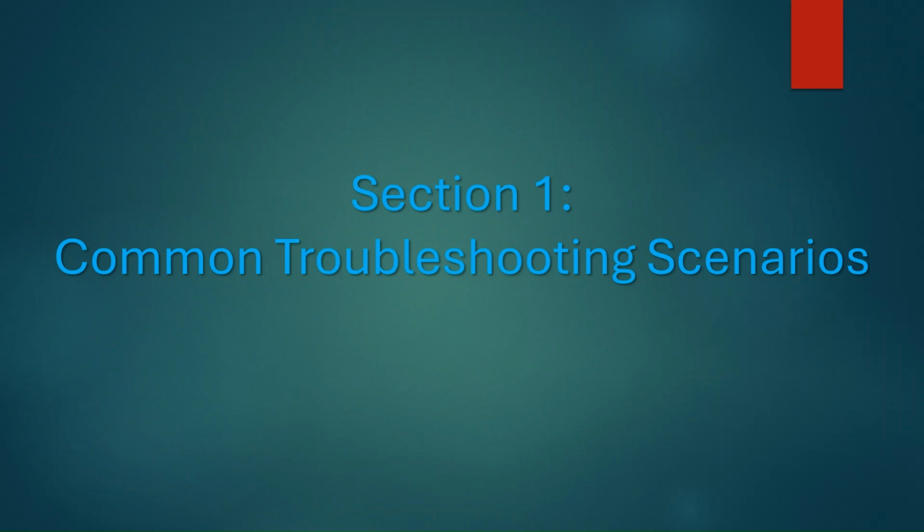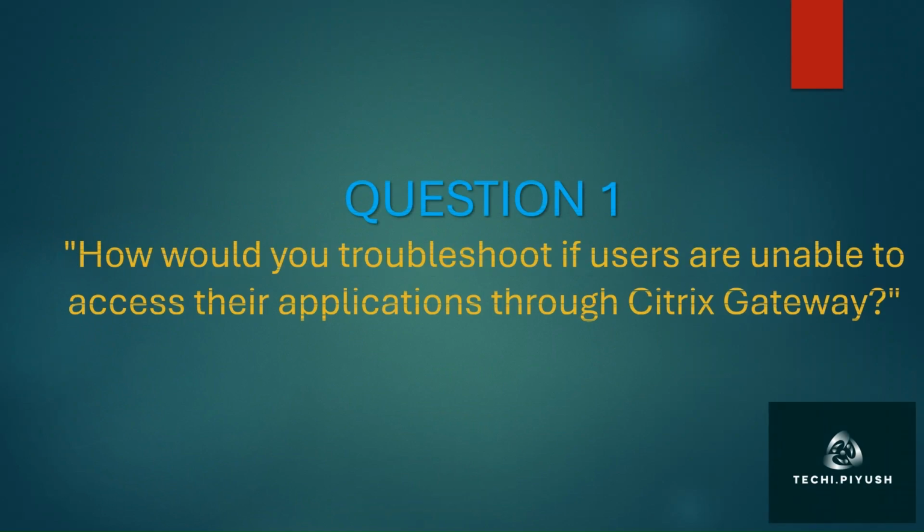Alright, let's kick things off with some real world troubleshooting scenarios. I'll throw out the question and you can pause the video if you want to think about the answers before I break them down. Ready? Here we go. Our first question is, how would you troubleshoot if users are unable to access their application through Citrix Gateway?